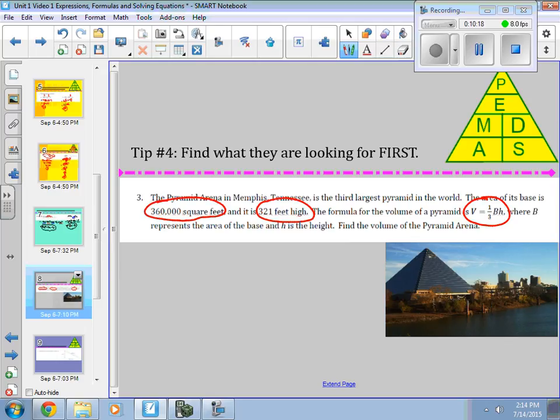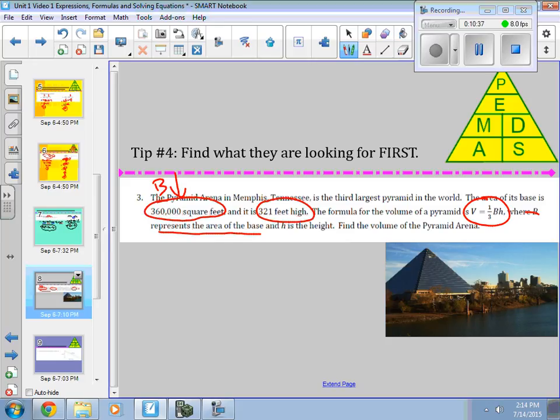So the 360,000, 321 should go in somewhere. What are those talking about? Well, it tells us B, capital B, is the area of the base. Which one of these is talking about an area? Well, that would be this first one. That's an area, so that's going to go in for capital B.